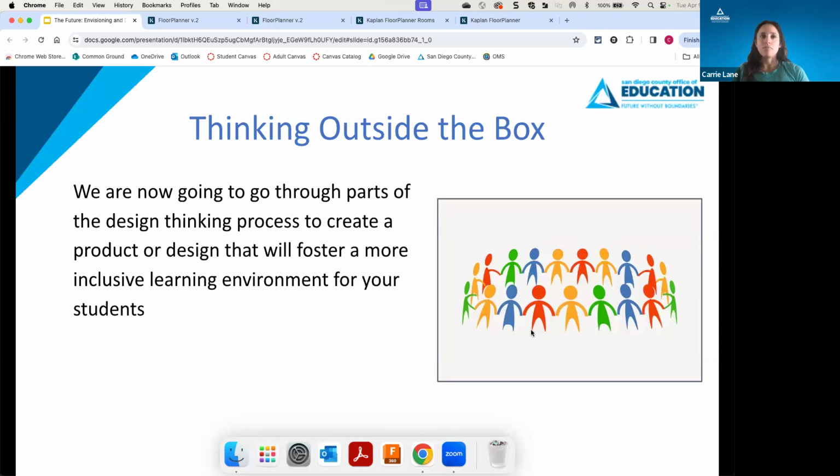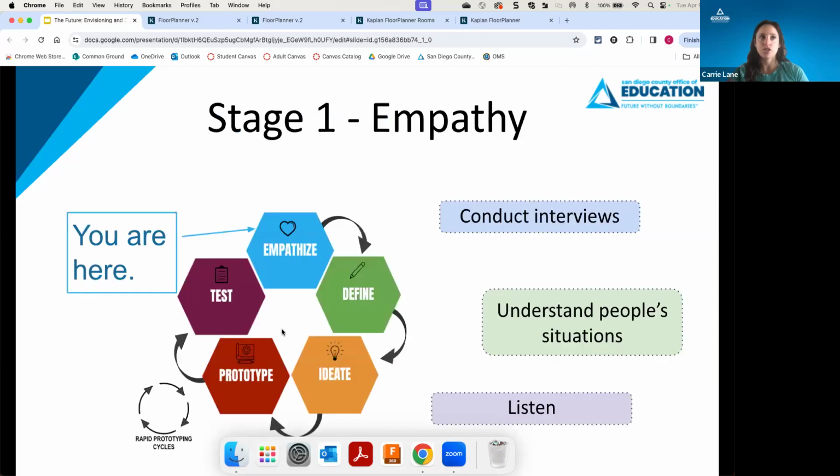I know sometimes people like to get the information and they don't want to participate, but it is a powerful activity if you do feel like designing something today. Lots of options. The first stage in the design process is empathy. Normally when you are doing design thinking, you would conduct interviews. You would interview your specific student or all of your students to see what they need, what's a challenge for them, what they're finding to be those pain points within the classroom. That helps you to listen and then understand people's situations.